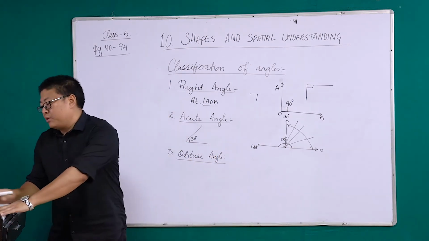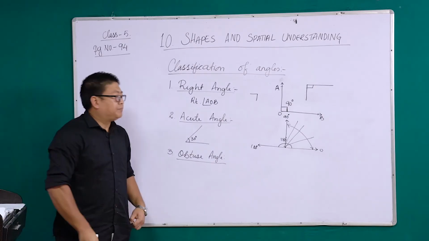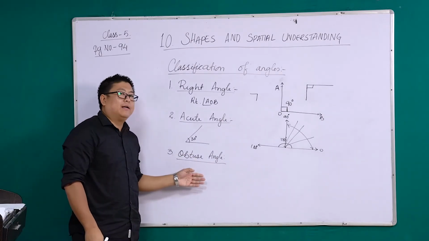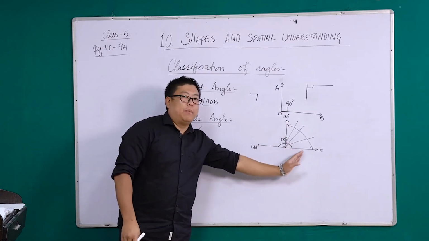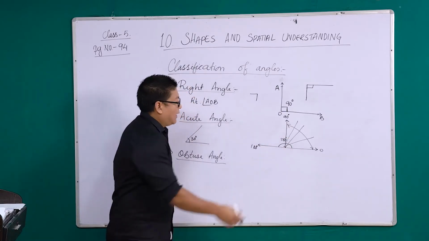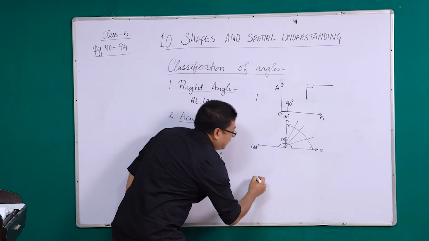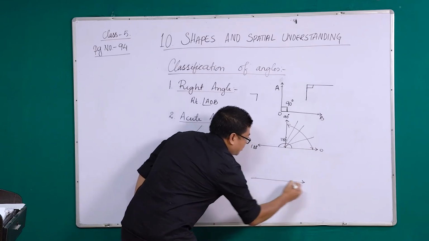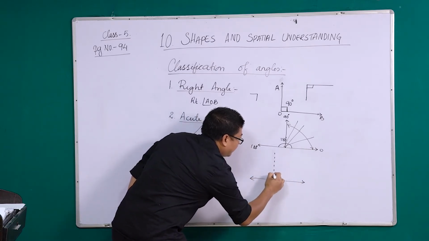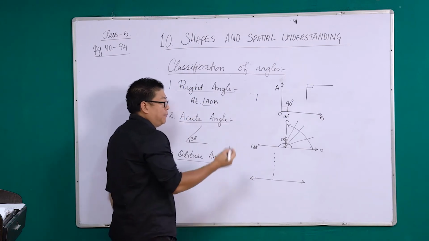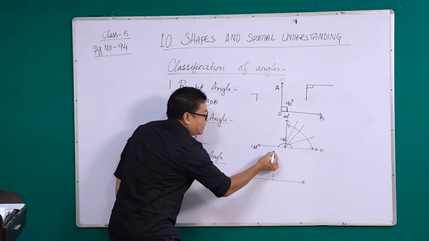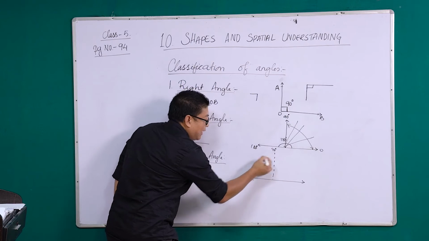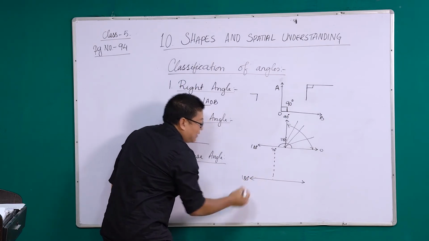Obtuse. So this obtuse angle is just the opposite of acute angle. Now, obtuse angle will be, for example, this is a straight line. We have 90 degree here. Now, obtuse angle will always be greater than 90 and less than 180.